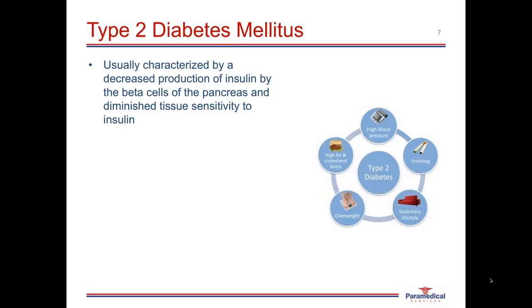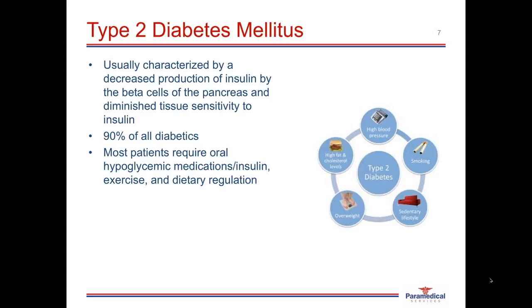Type 2 diabetes mellitus is characterized by a decrease in production of insulin by the pancreas, or the body's tissues become insensitive to insulin. 90% of all diabetics have type 2 diabetes, which is called lifestyle diabetes. Most patients require oral hypoglycemic medications or insulin, exercise and dietary regulation.